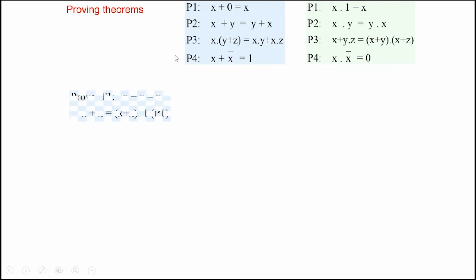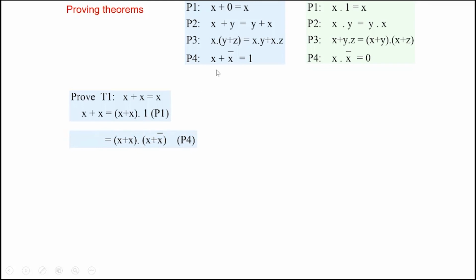So for example, just for the sake of completeness, say you want to prove x plus x is equal to x here. X plus x equal to x. So x plus x can be written as x plus x dot 1. So we use this postulate here. These are with respect to the OR operation, and these are with respect to the AND operation. So we could use this one here, dot 1.